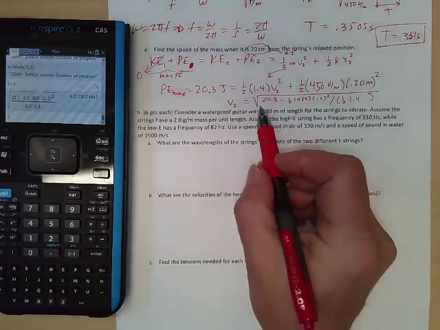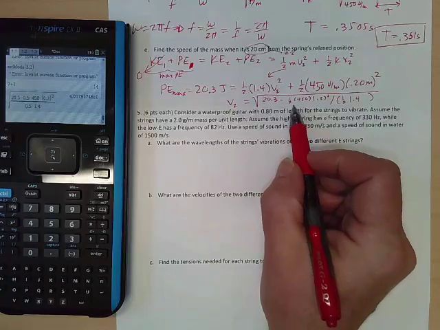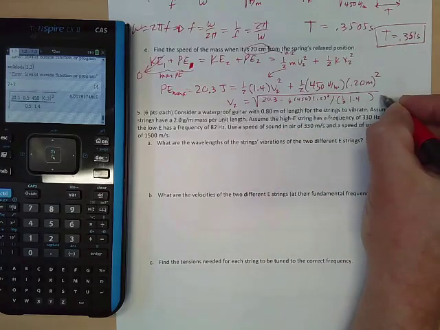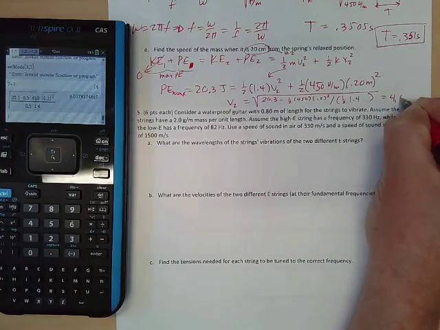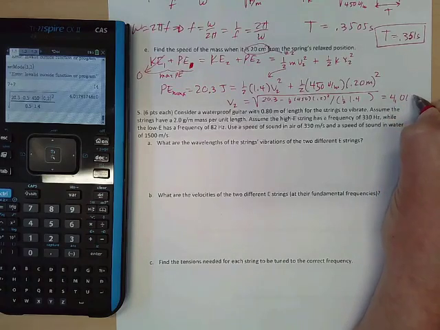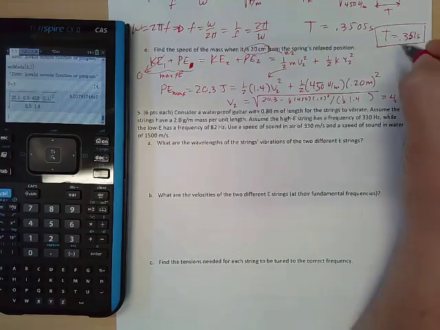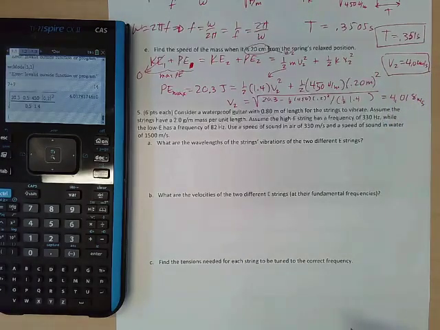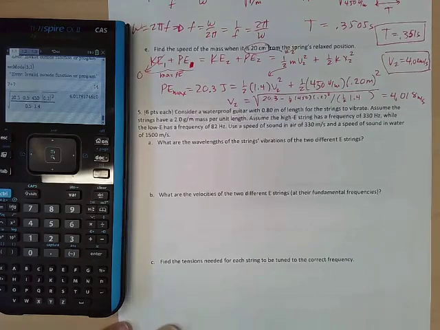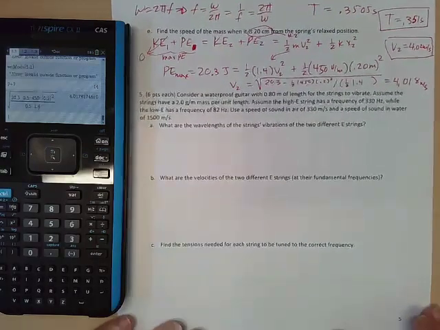Does that look good? I think so. 0.018 meters per second. So we'll just say V2 equals 4.02 meters per second. Okay. Yeah, I had problems with that before, so hopefully that's the right answer.